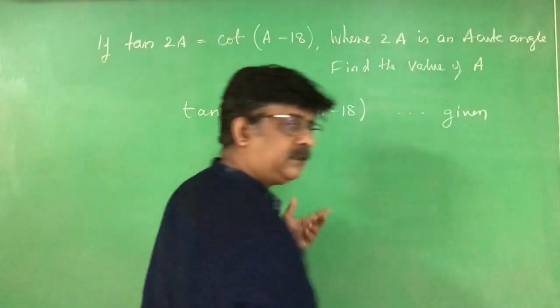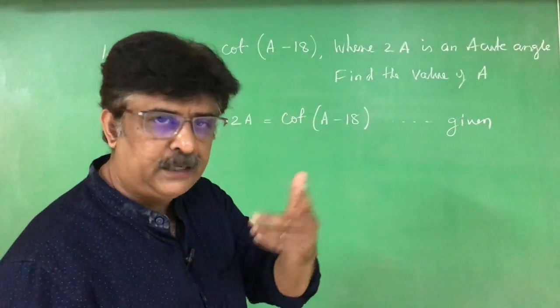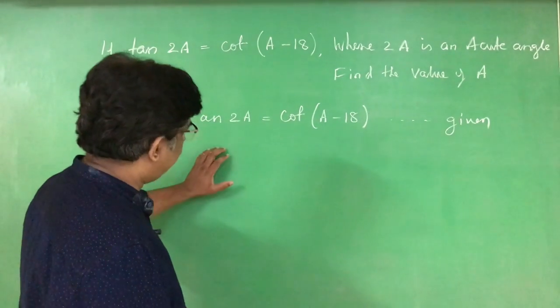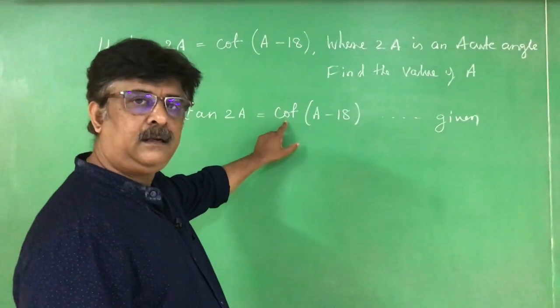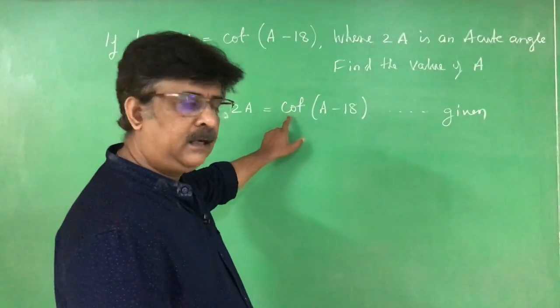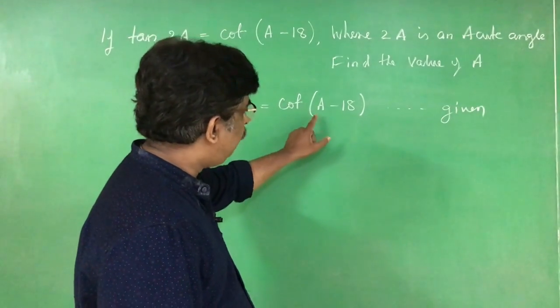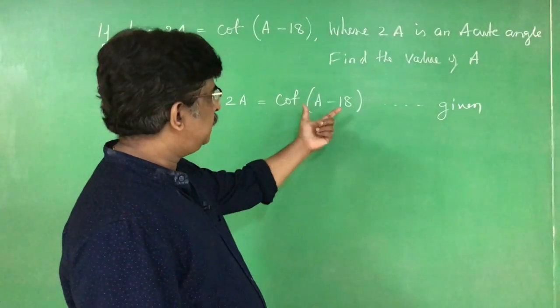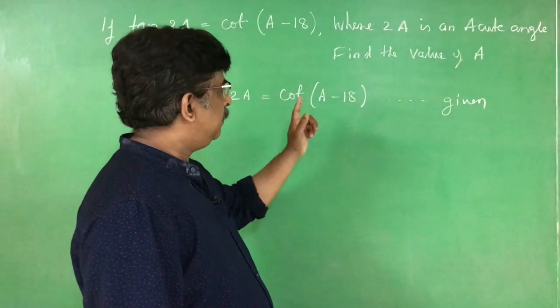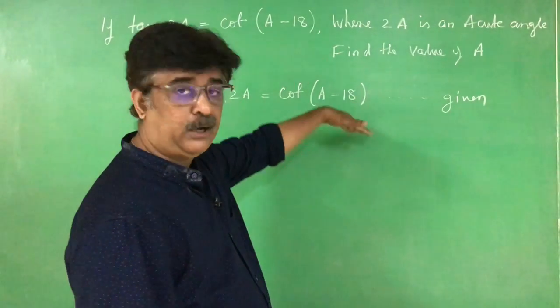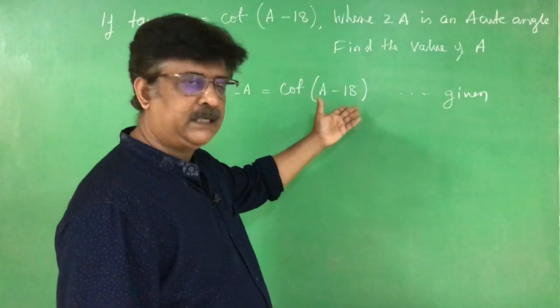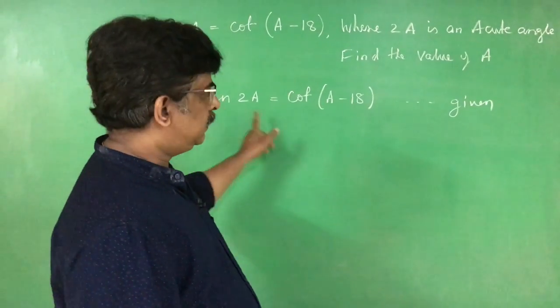Or you may think, sir, I don't want that, I'll do it in a different manner. I keep this one as it is and change the other to tan. This can also be changed into tan(90 minus (A minus 18)). Since there is a binomial, you have to write 90 minus the whole thing. Why have a complication? I change this. This is given.